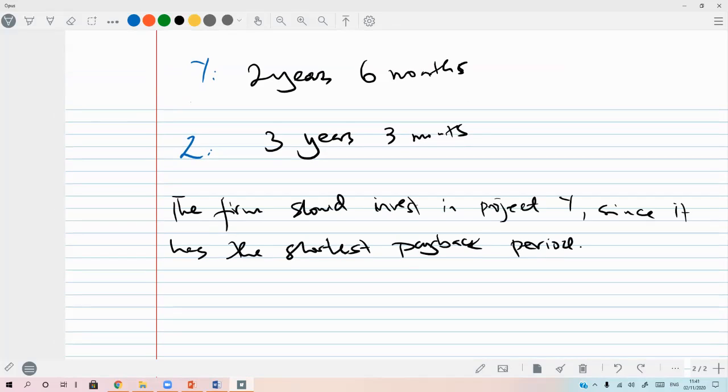Okay, and that's how you use the payback period method when it comes to the appraisal, or determining where the company should invest its money. Okay, very easy, I guess.